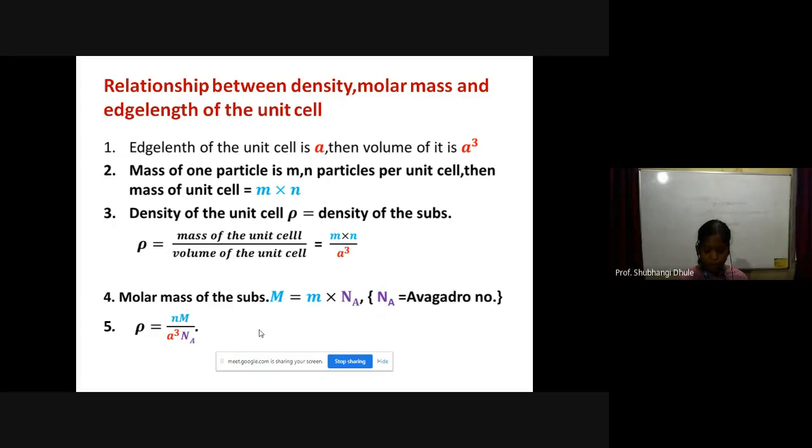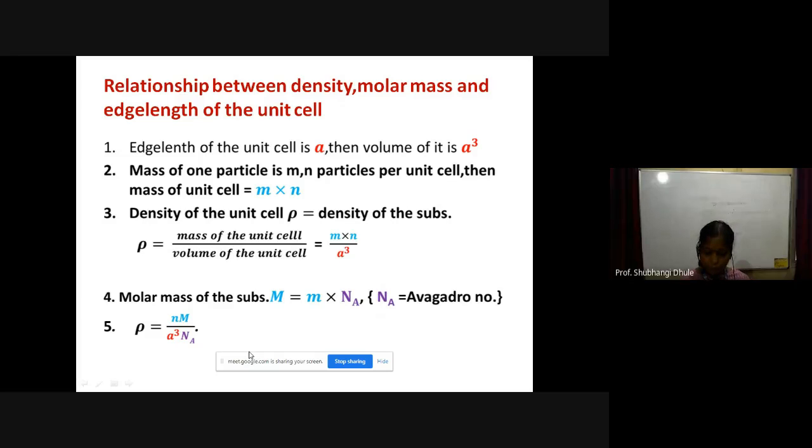If you know the values of all the others, you are able to calculate the edge length of the unit cell, that is a. You can calculate it if you know the molar mass, density, Avogadro's number, and how many particles are present in that unit cell. It is amazing that you can calculate the edge length of the unit cell, which is very small, and then you can understand how small the unit cell is compared to the crystal.